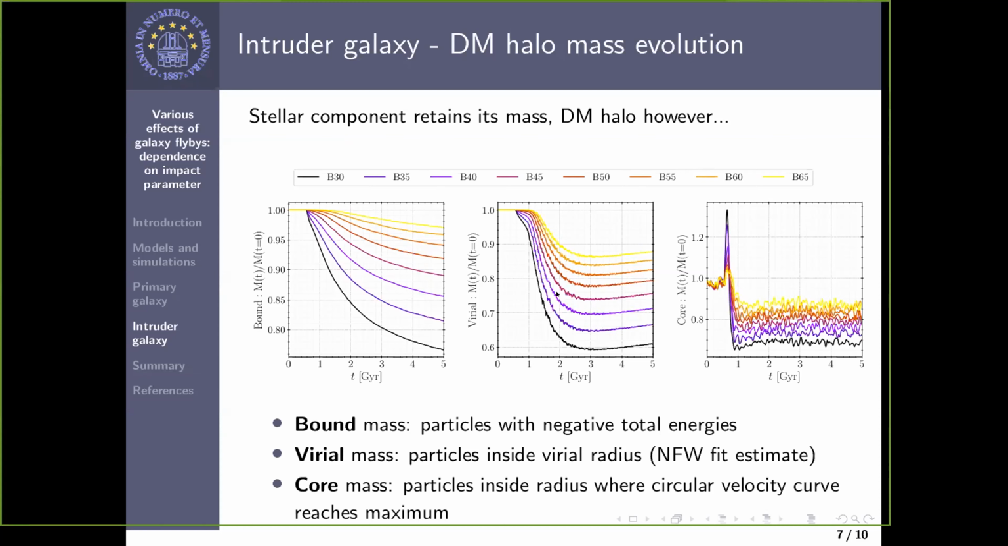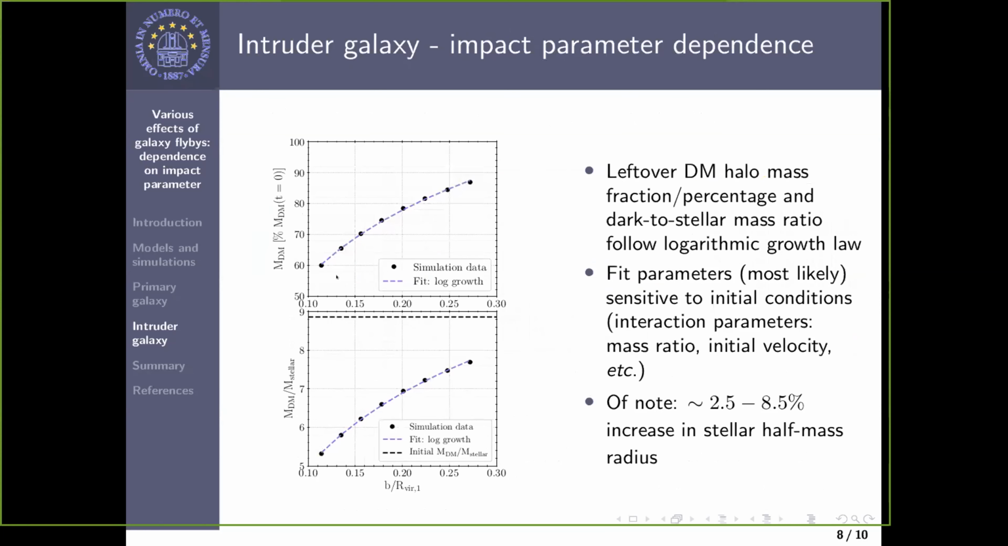So it needs some time to stabilize. And as for core mass, even though it kind of varies afterwards, it stabilizes almost before the end of the interaction. So virial and core mass fractions long after the encounter are kind of comparable. So we'll use averaged virial mass after it stabilizes to try to find some dependence on impact parameter.